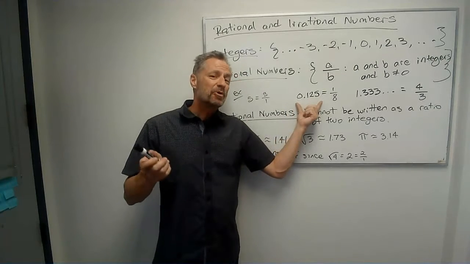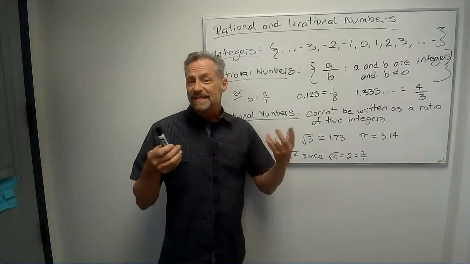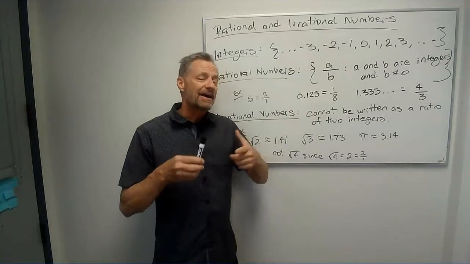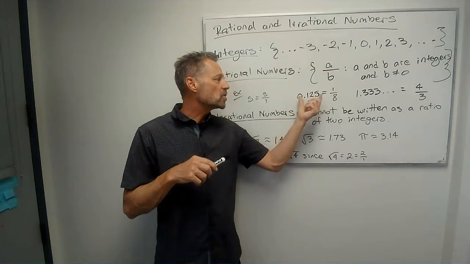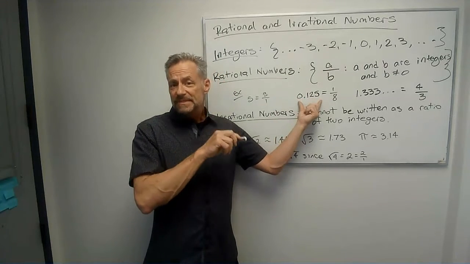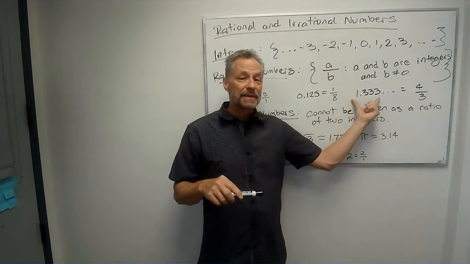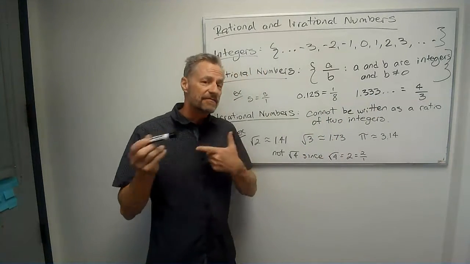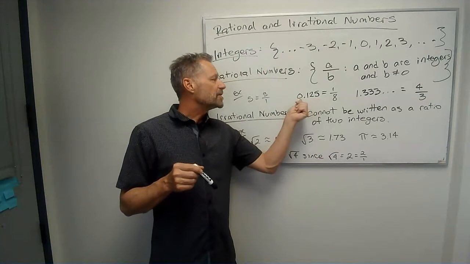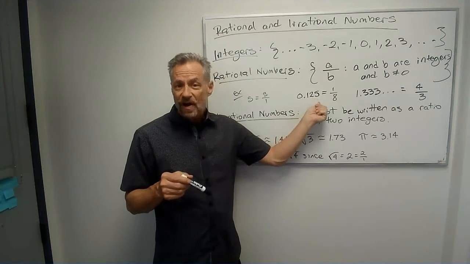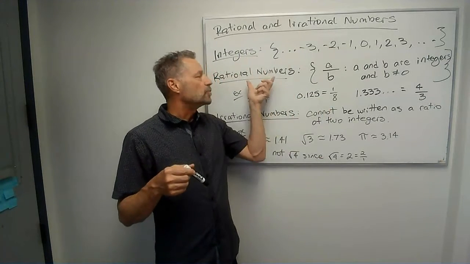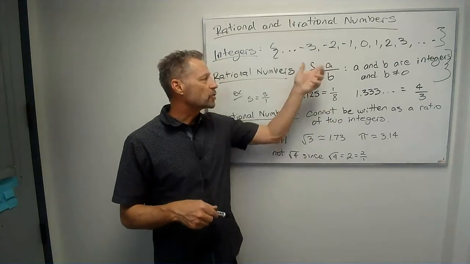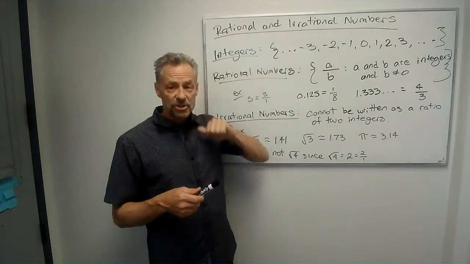Any decimal that stops, or what we say terminates, can be written as a fraction. I've got another video where I show that any decimal that terminates or repeats is a rational number. I'll link that at the end of this video if you want to watch that. But the number 0.125 is a rational number because we can write it as 1 divided by 8. Of course, 1 and 8 are both integers.